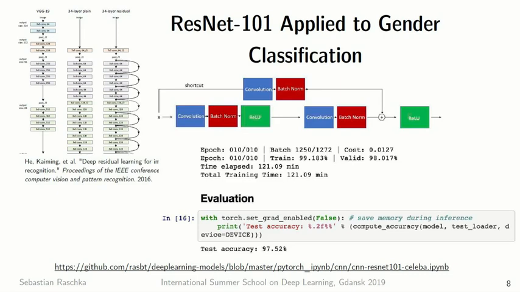ResNet 101, a residual net with 101 layers. There was a talk yesterday that briefly covered a little bit about residual and dense networks. It's just a very popular architecture, and giving it approximately 100,000 images, you can in 120 minutes get, with a little bit of overfitting, 99% training accuracy and 98% validation accuracy. I think the test accuracy is a little bit lower, 97.5.